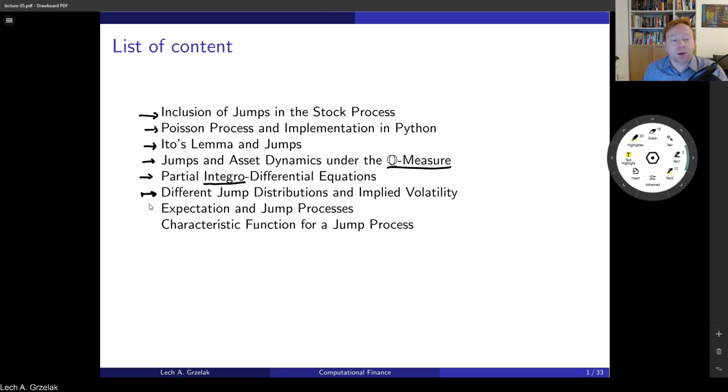In the next point, I'll show you how to use iterated expectation, the so-called tower property of expectation, to calculate certain complicated expectations once we deal with jump processes. This will be very handy later once we talk about derivations of characteristic functions, which is the next point and the final point of today's lecture: the characteristic function for jump processes.